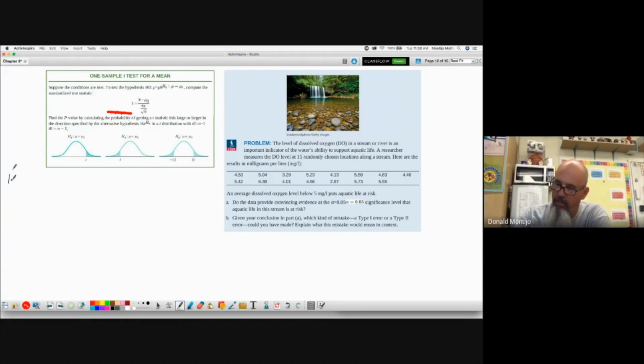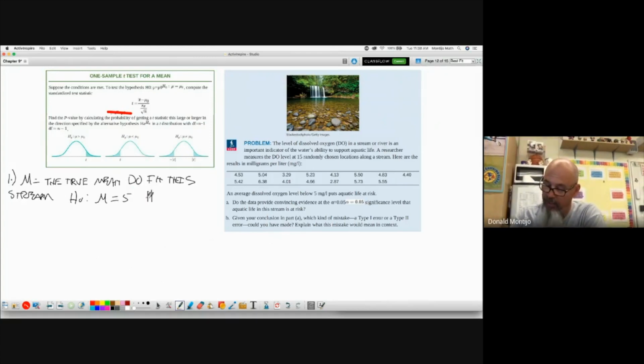Okay, what do I want to do? Mu is the true mean dissolved oxygen in this stream. What's the null? Mu equals 5. Versus the alternative, what are we worried about? That the oxygen level is too low, meaning less than 5. Okay. Are we allowed to do this? Okay.